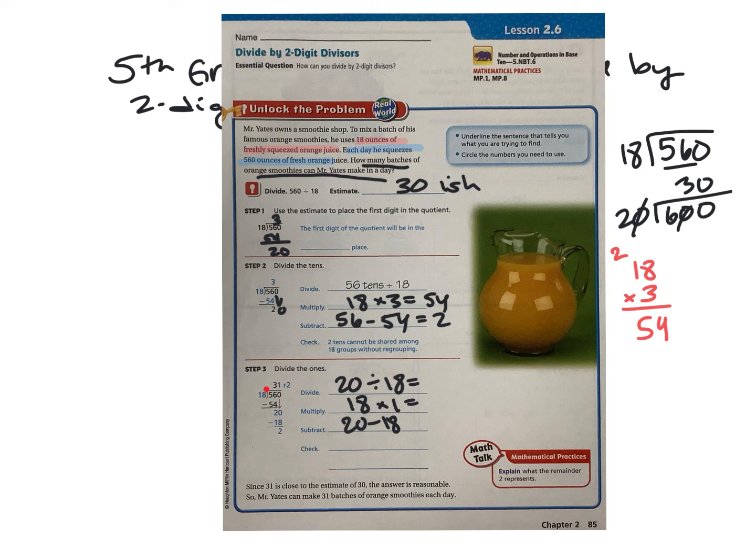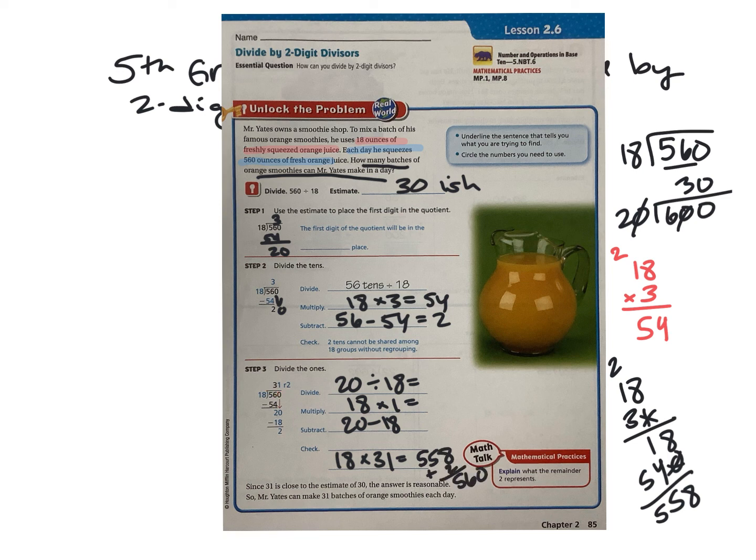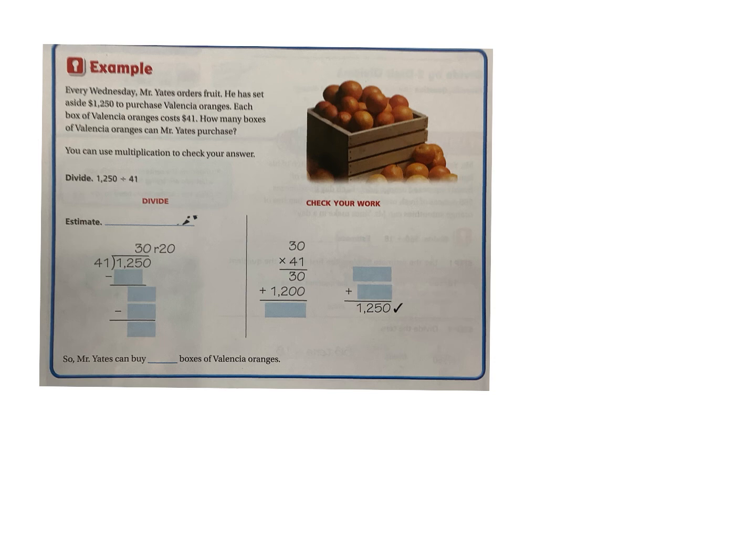They say, check it. Let's do 18 times 31 to make sure it ends up close to 560. There's 8, there's 1. Crossy, crossy. 3 times 8, 24. 3 times 1 is 3, 4, 5. And that's 558. Remember my two remainders? So that was 558, and then add the two remainders, and I get to 560 exactly. So it checks out very good. And remember we said our answer based on our estimate was going to be 30-ish, and it was 31 and a tiny bit more. So there was that.